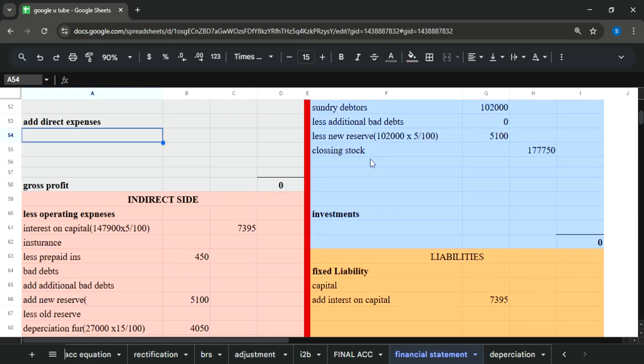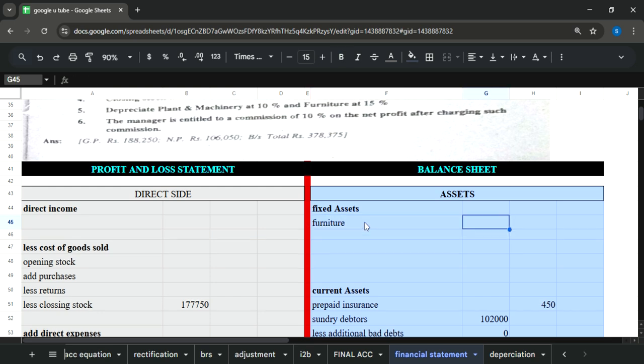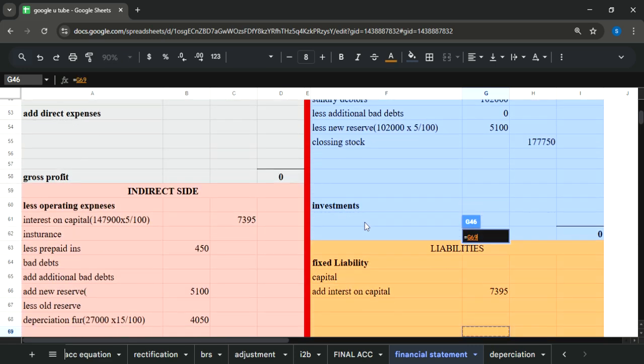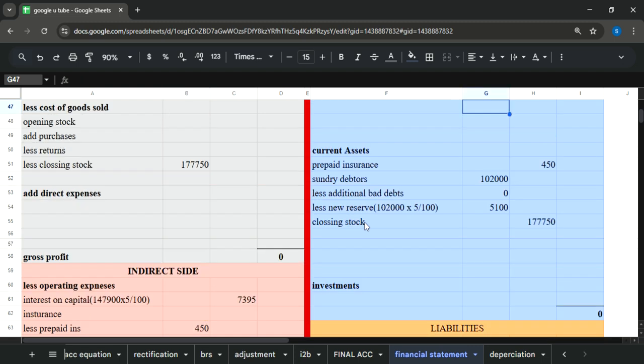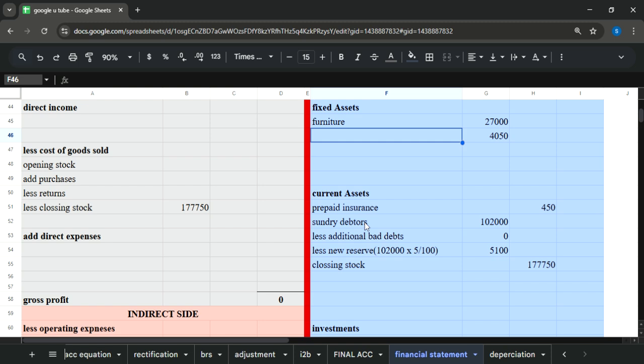Next step, you will go to the fixed asset side, and here first you will mention your furniture, that was 27,000, and then you will mention your depreciation which you have just calculated. Here on the indirect side, this is the amount of depreciation upon furniture. Same would be mentioned on the fixed asset side, and you will name it what? This is your depreciation, and ultimately it would be subtracted.